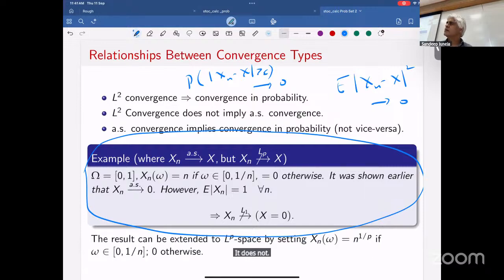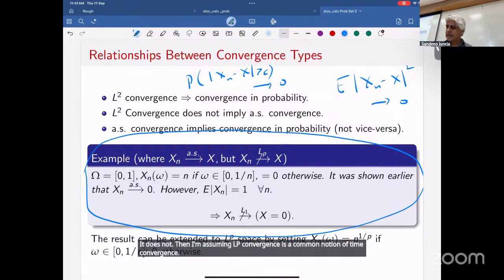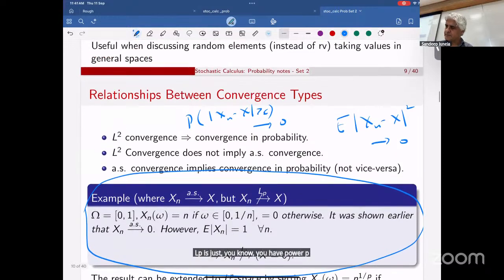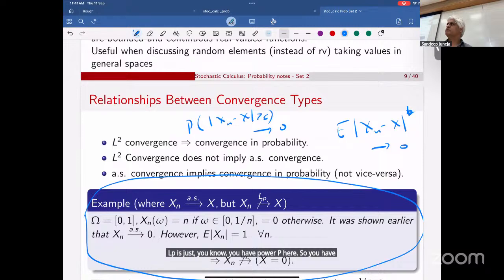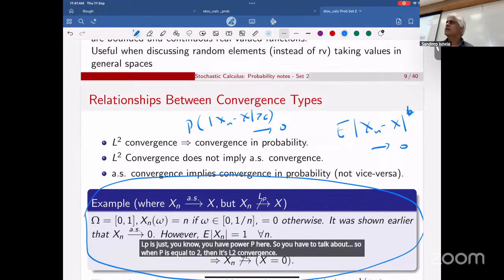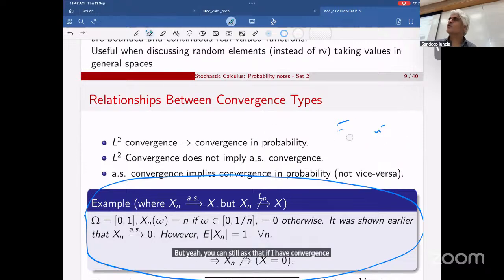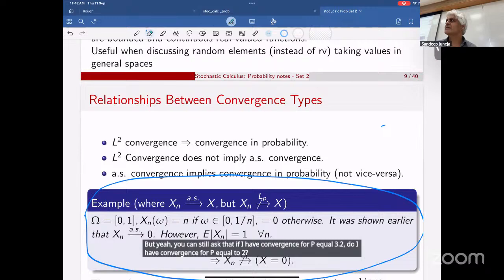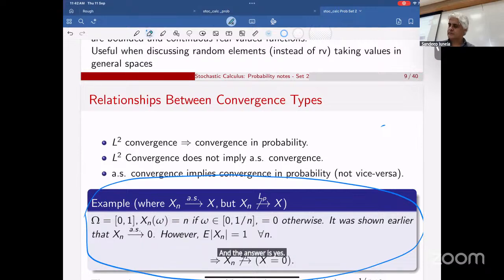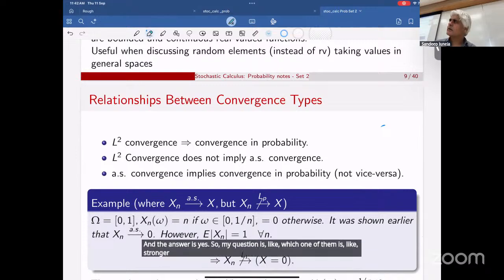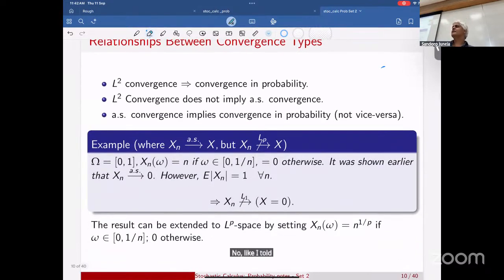Then I'm assuming LP convergence is a stronger notion of convergence. LP is just, you have power P here. So when P is equal to 2, then it's L2 convergence. I don't normally say LP for all P. I'll say LP for P equal to 3.2. But then you're just saying a different thing. But yeah, you can still ask that if I have convergence for P equal to 3.2, do I have convergence for P equal to 2? And the answer is yes. Convergence is stronger when P is larger.